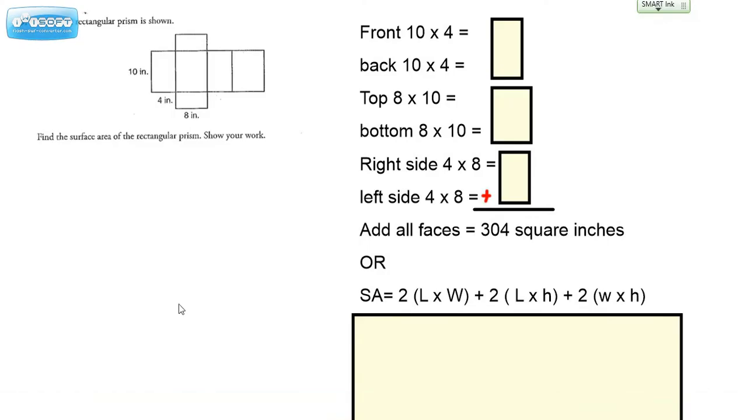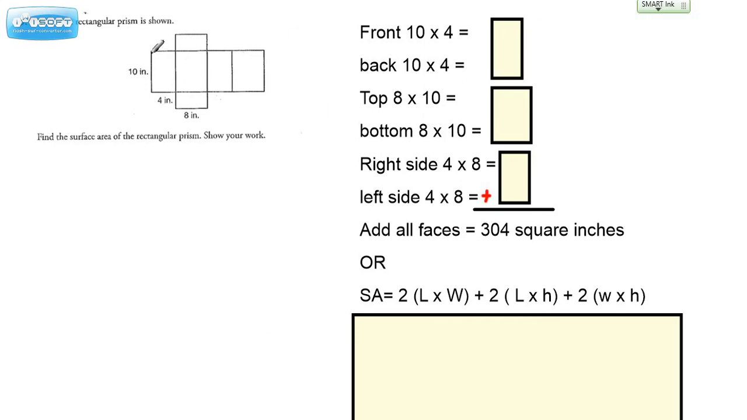It says, a net of a rectangular prism is shown. Find the surface area of the rectangular prism. Show your work. So you have a couple options for how you might do this. One option is to just show your work, draw the thing, and show the area of all the separate little rectangles that are given, and then show that you're adding all that.